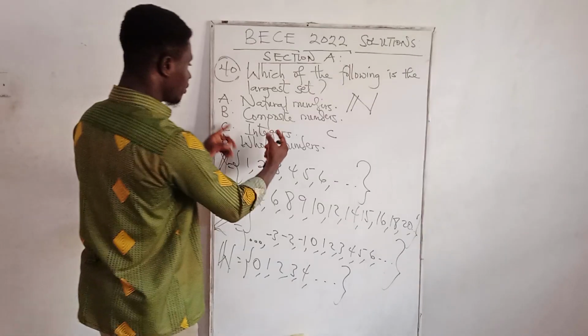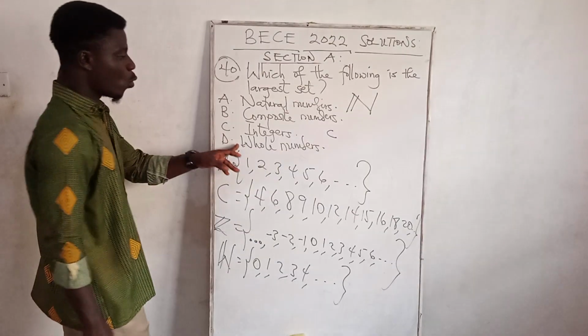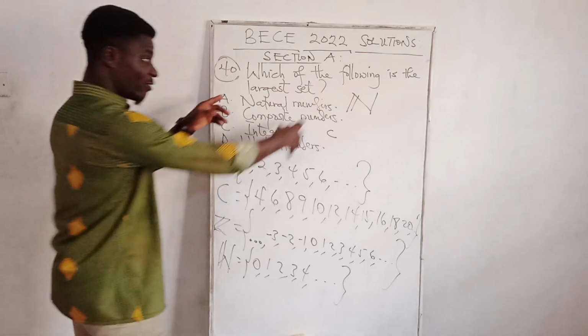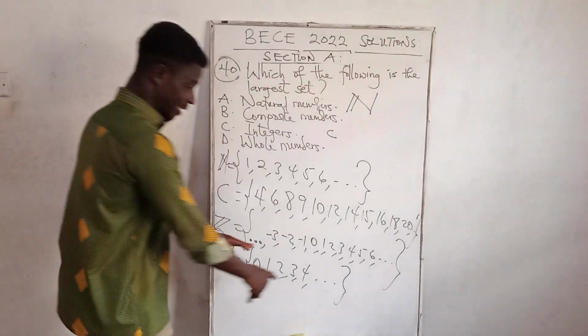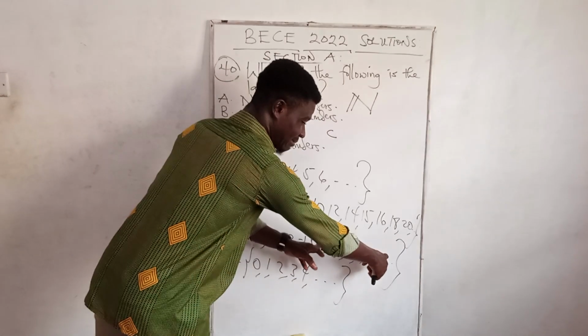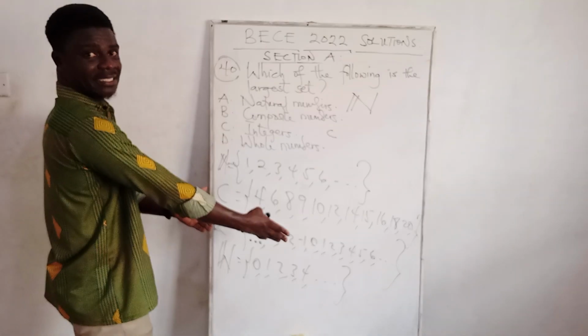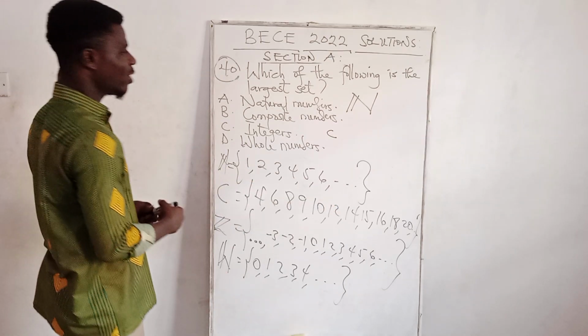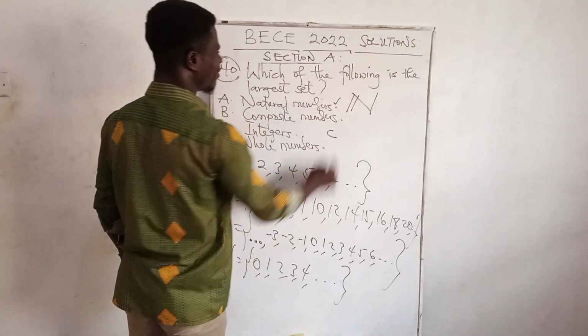Then now, let's see whole numbers. Whole numbers is a subset of what? Integers. Natural numbers is also a subset of integers. You can see it starts from 1. Integers have that already. So now, don't tell me that the largest set is natural numbers. It's wrong. You have to do analysis before you choose the right answer.